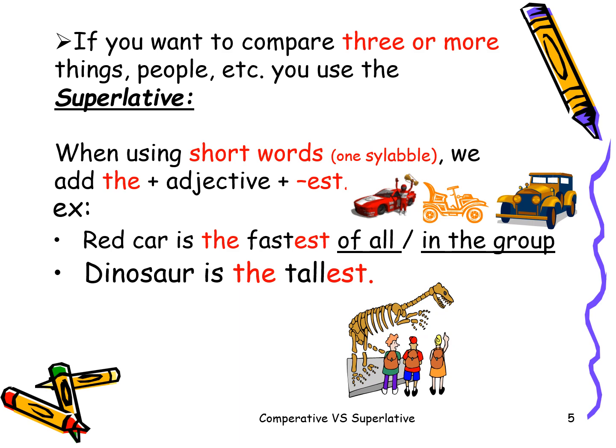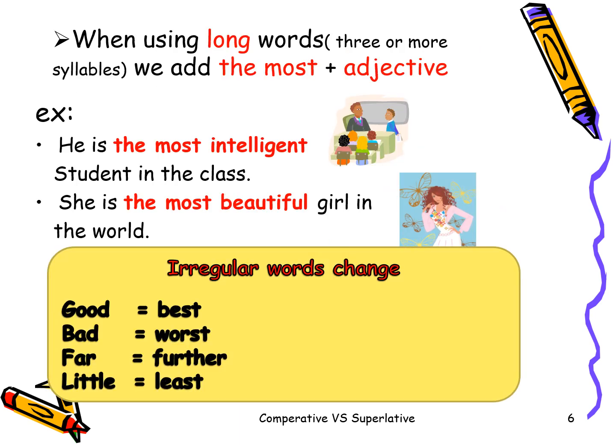Okay, let's move on. When we use long words that have three or more syllables, we add the most plus adjective. For example, he is the most intelligent student in the class. As we can see, intelligent is a long word, so we need to say the most intelligent. Let's look at the other example. She is the most beautiful girl in the world. So beautiful is a long word, so we use the most.